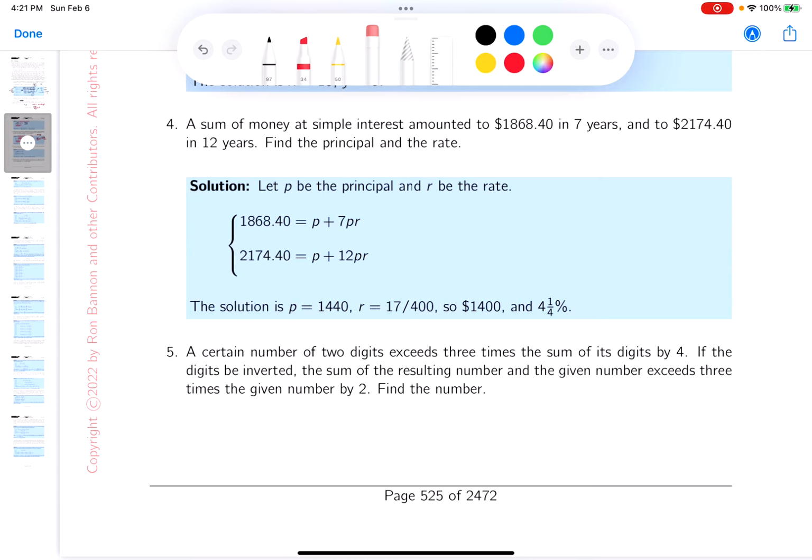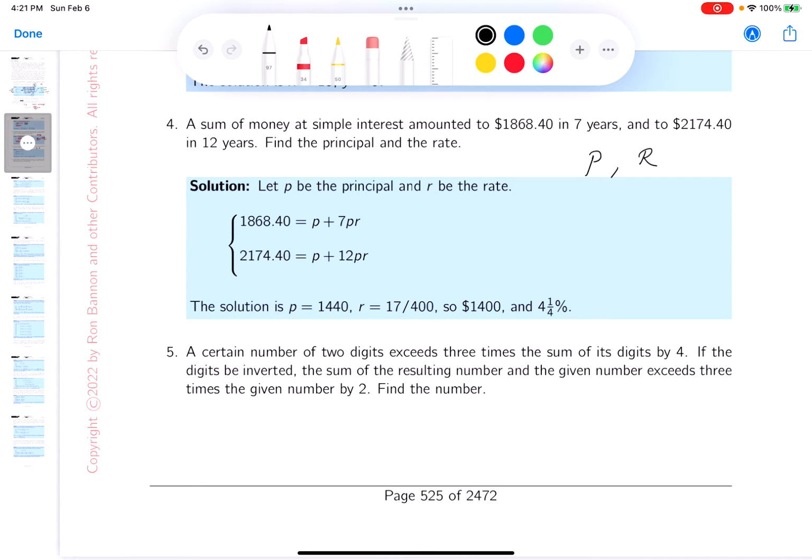Okay, so it's a problem involving money. It says the sum of money at a simple interest rate amounted to $1,868.40 in 7 years and to $2,174.40 in 12 years. Find the principal and the rate. So I'm going to write this down. P is the principal and R is the rate.